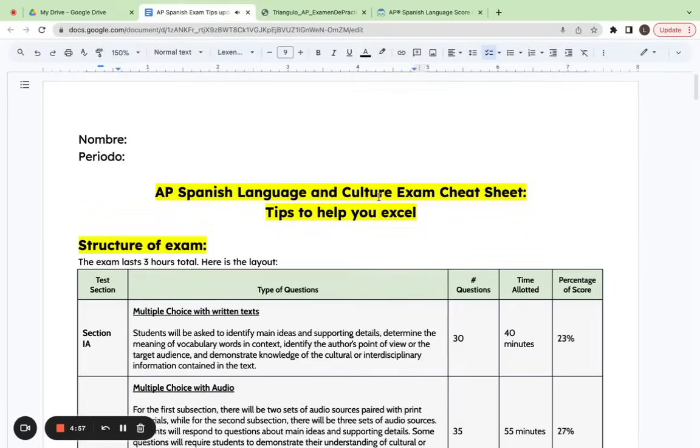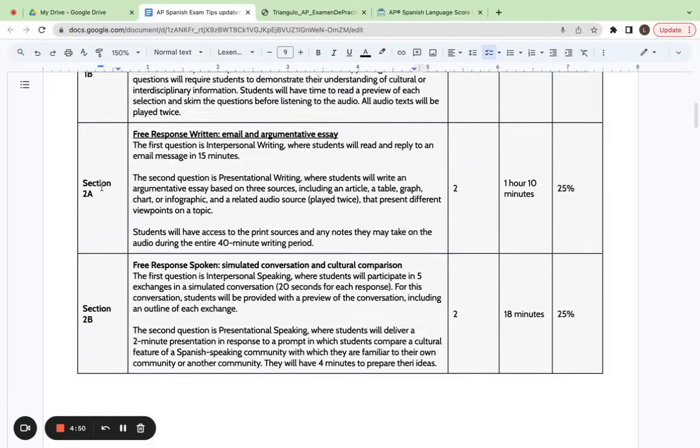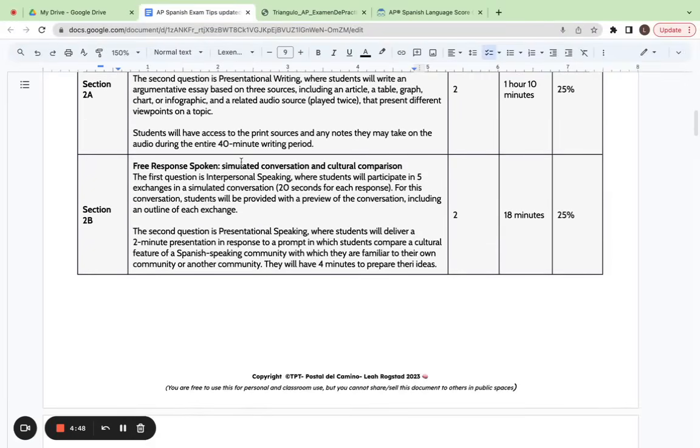Hola, let's talk about some tips and tricks to do well on the AP Spanish Language and Culture exam. Tips to help you excel. So, let's look today at the cultural comparison, which is the presentational speaking section of the exam.